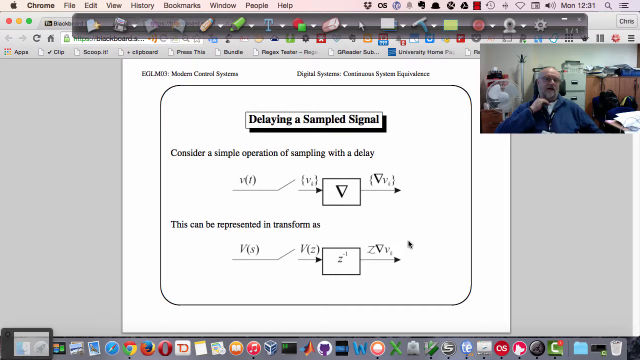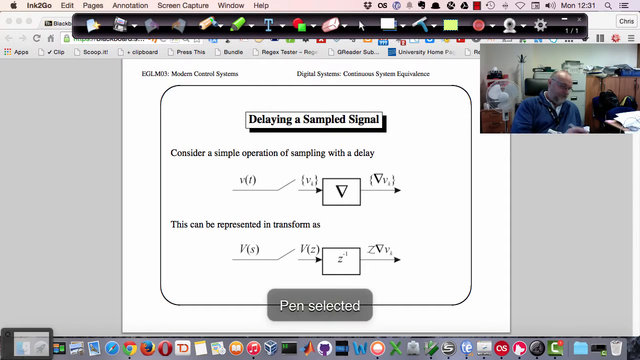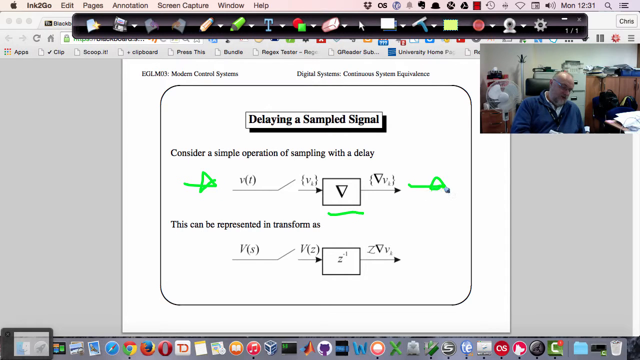This is the system that I want to look at. So we have a system. This is the delay operator here, and we want to consider the input and output relationship between these two systems. So this is the input, this is the output.